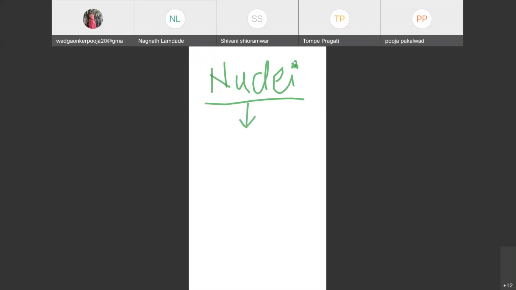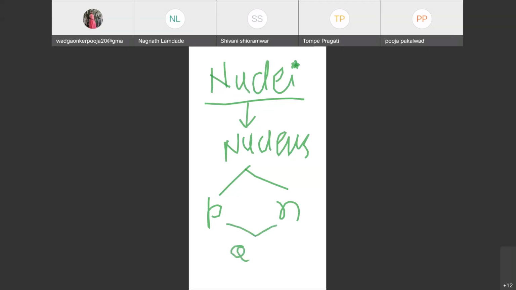Whatever this nucleus is there, this nucleus is made up of a number of protons and a number of neutrons. As I discussed with you in the previous class, neutrons and protons are both made up from the quarks, and these quarks are of two types: up quark and down quark.